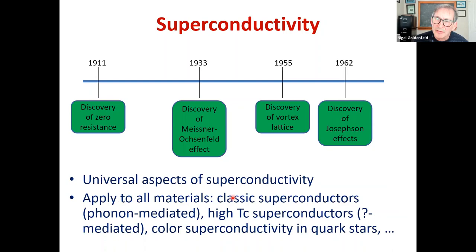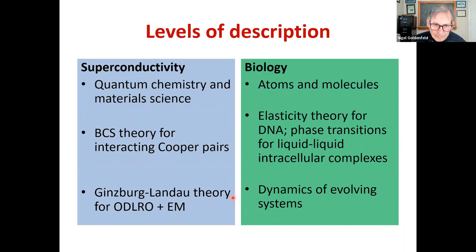And it took people many years, many decades, to have a more sophisticated view about the levels of description that we use to describe physical systems. So let's end by talking about levels of description. In superconductivity, one can have the lowest level of description, which one might say is quantum chemistry and material science. Then one has at some intermediate level the BCS theory for interacting Cooper pairs describing weak coupling superconductors.